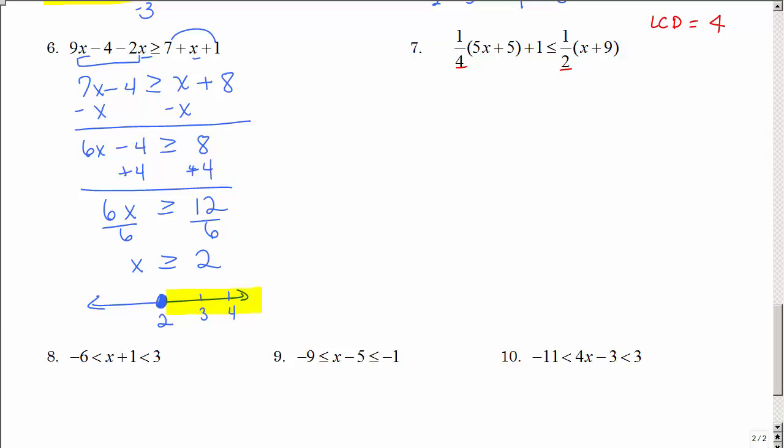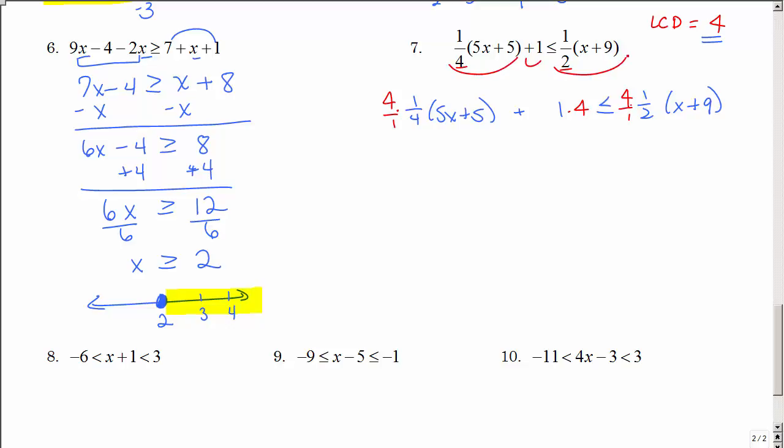All right, so just like on the last lesson, I'm going to spread this out just a little bit so I can have some room to multiply everything by my LCD. So I'm going to multiply that by 4, this times 4, and this times 4. So I have 1, 2, 3 things to multiply by 4. And why are we doing that? Yes, to get rid of our fractions.